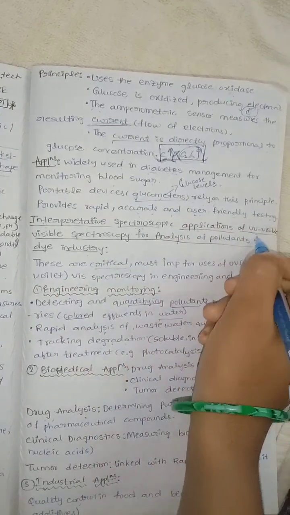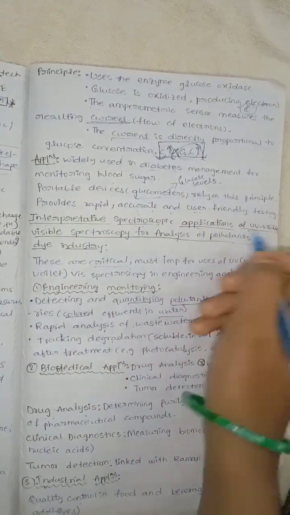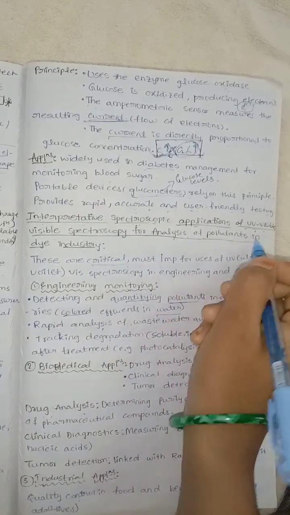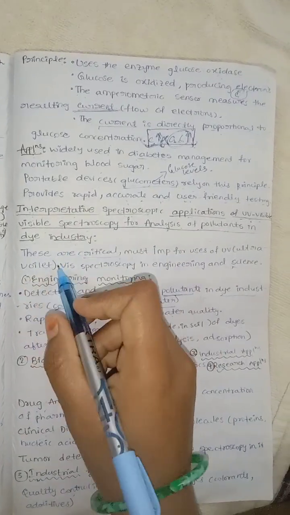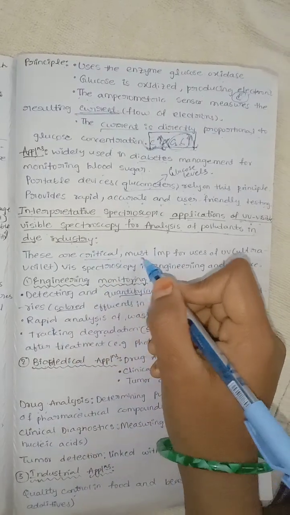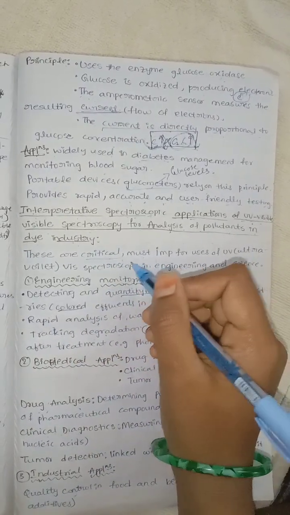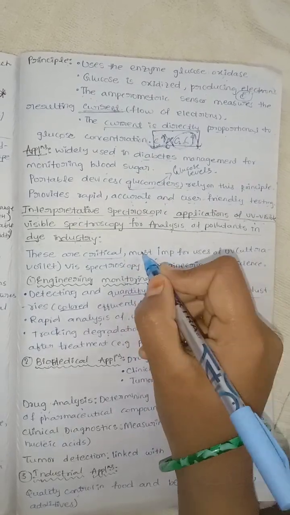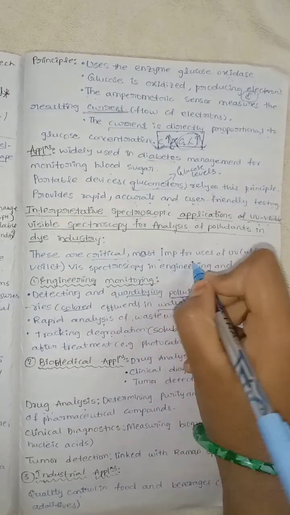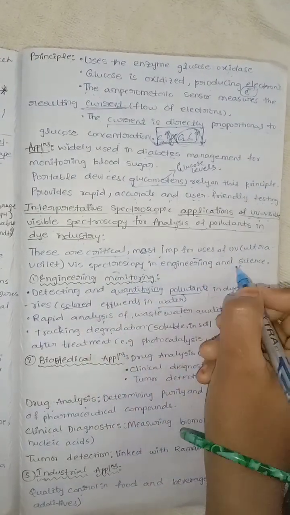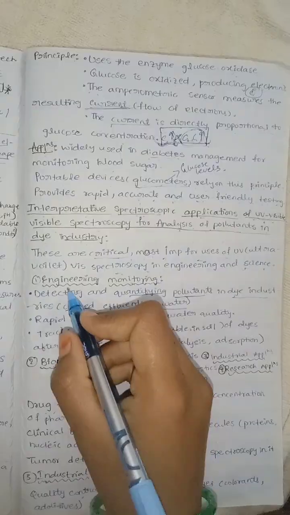Another concept, spectroscopic applications of UV visible, ultraviolet visible spectroscopy, for analyzing pollutants in the dye industry. These are critical or difficult conditions with UV rays. It is the most important concept, used for ultraviolet visible spectroscopy in engineering and science studies.